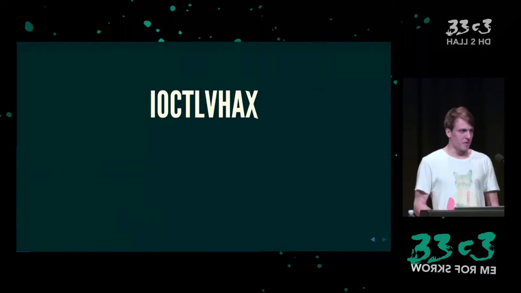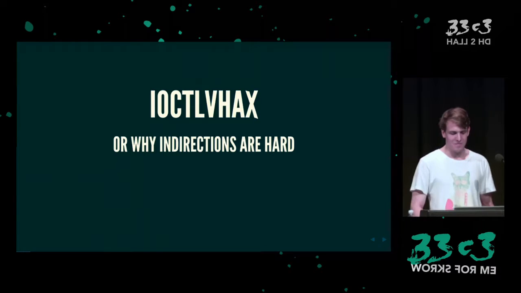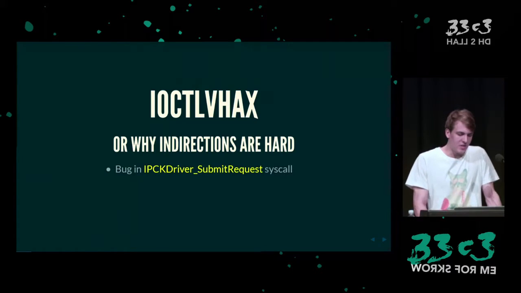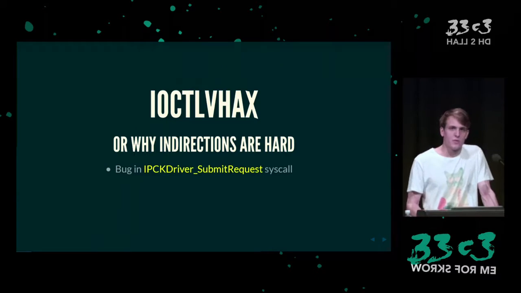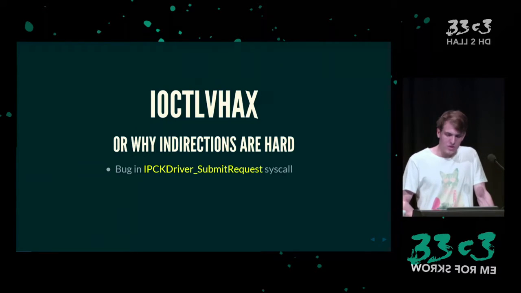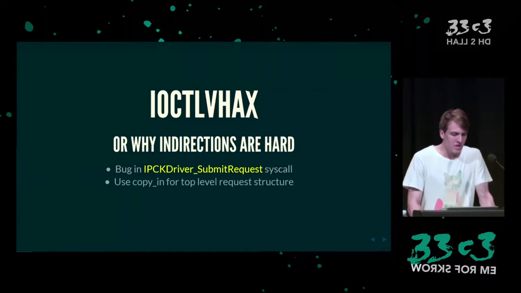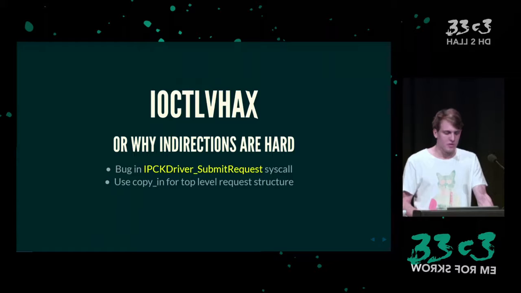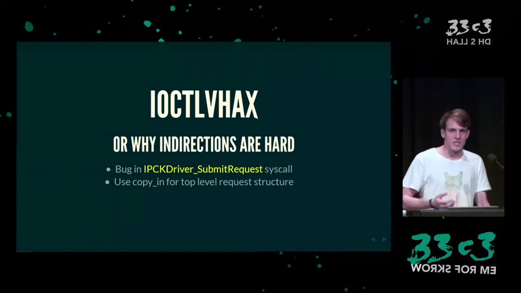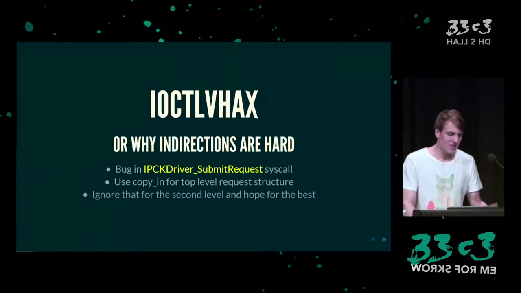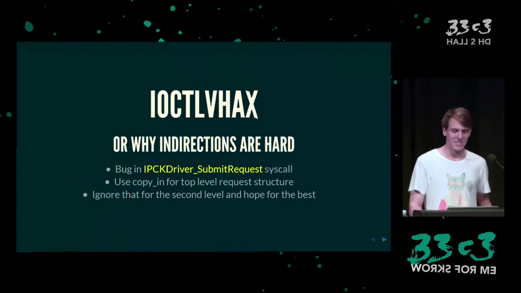And what we came up with at first is what we call "IOCTLV hacks, or why indirections are hard." It's actually a bug in the IPC driver submit request syscall. What this syscall is used for is you want to submit requests from user mode to this other processor, which I'm going to talk about later. So you submit these kind of request structures, and the kernel uses copy-in to fetch the request structure from user mode into kernel mode. But there is a certain type of request structure which contains an indirection, like a second layer, right? And well, they just ignore that for the second level and hope for the best.